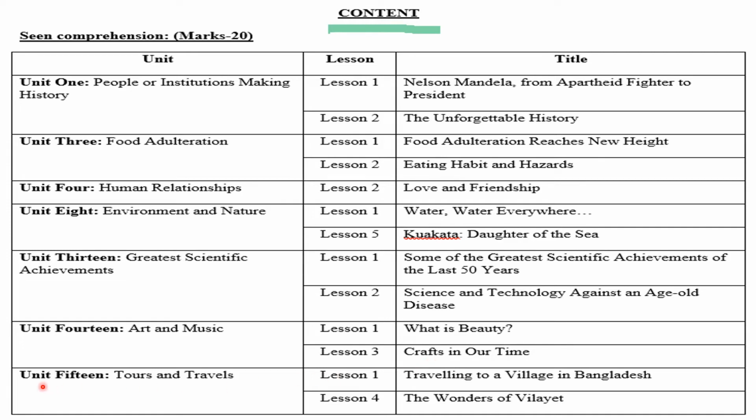Okay, next unit 15, tours and travels, and lesson 1 and lesson 4. In lesson 1 you have to start travel to village in Bangladesh. In lesson 4 you have to study the wonders of Bilait. So these are very common topics, and all these common topics has been taken from the book of intermediate new syllabus, okay, English for today book name.